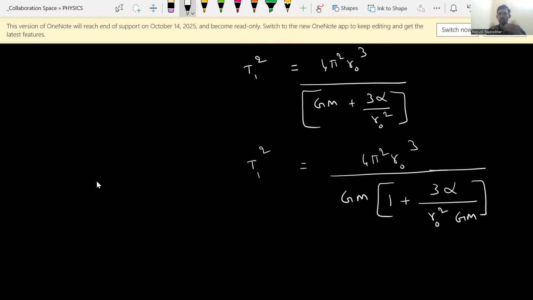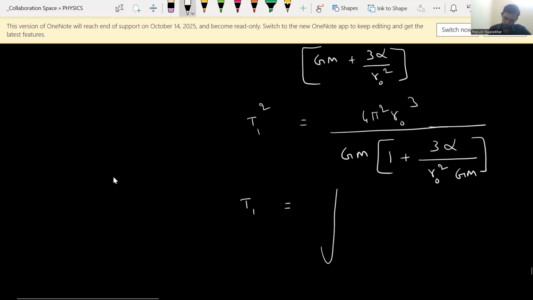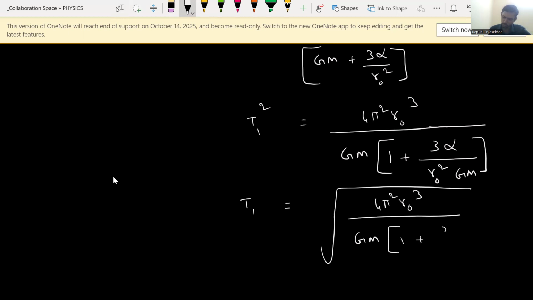Understand what I have done? GM I have taken common in the denominator, so that is the leftover equation. So cross multiply here, so that T1 equals, total square root comes here, total will come as a square root of 4 pi square r naught cube divided by GM into 1 plus 3 alpha by r naught square into GM.